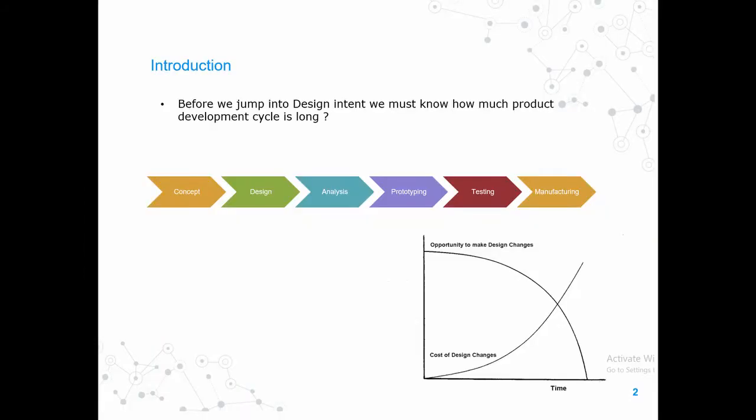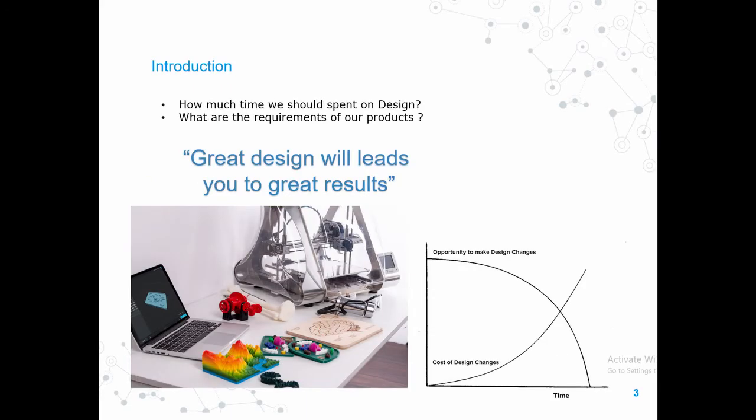Before we jump right into design intent, we must understand the product development cycle. The product development cycle includes numerous steps like concept, design, analysis, prototyping, testing, all through to manufacturing. Now it's important to decide how much time we should spend on design, because through all these steps, the most fragile step is the design phase. Great design will lead you towards great results, but sometimes designers need so much time to change the design, it is a non-profitable activity to any organization or individual.